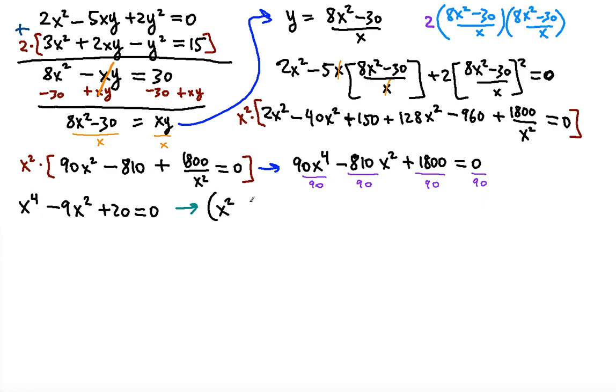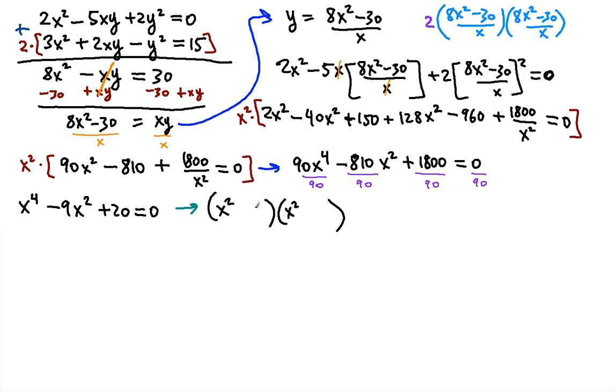X to the fourth means you will need 2 x squareds when multiplied to give you x to the fourth, right? So this is not x to the first power. Be very careful. So x squared, so we need 2 factors, right? We know x squared will be the first terms in each parentheses. So we need factors of 20. Basically, 2 numbers when multiplied give you 20, and these same 2 numbers when added give you negative 9. So what is that going to be?